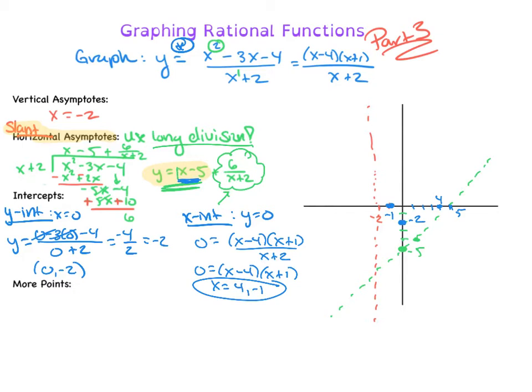So here's one thing that we know. Now we know these 2 points, 4 and negative 1, are the only 2 points where our graph will cross the x-axis. And since our graph has to behave according to those asymptotes, the graph will look something like this.